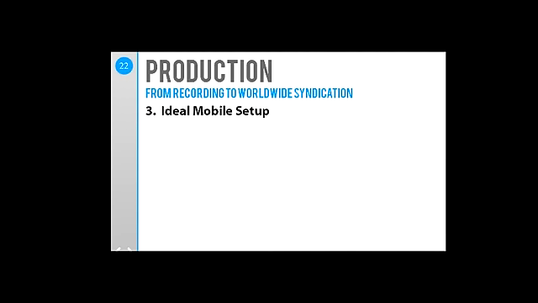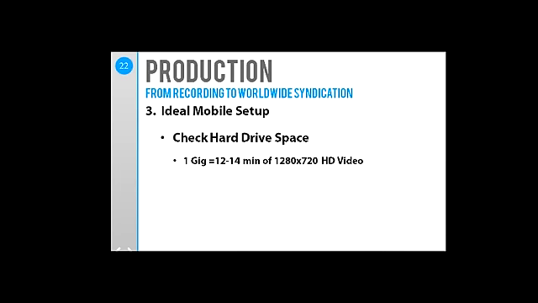So when you're shooting with a mobile device, there's some ideal mobile setup that you're going to want to make sure you do. The first thing is make sure you have enough space to record. If you're going to go out to a client and do some video recording, it's going to be pretty embarrassing if you run out of space. So you want to check ahead of time.